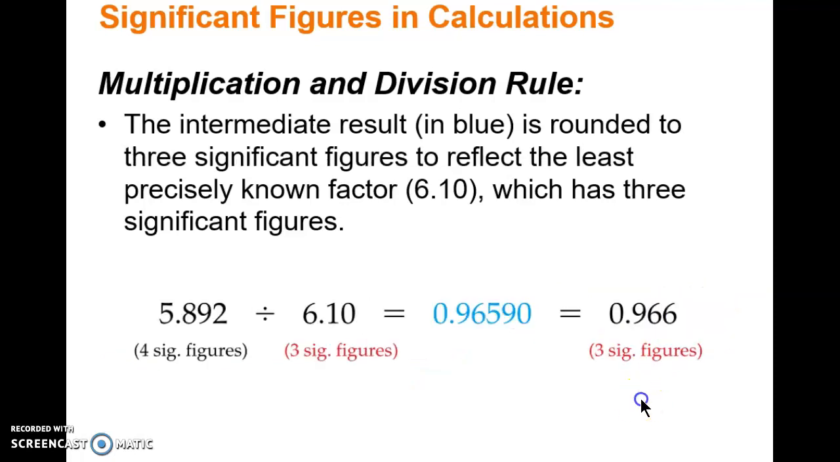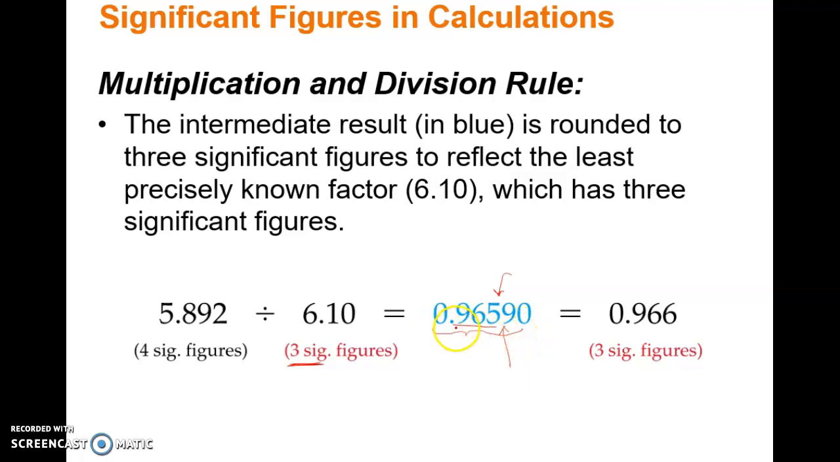Let's try another. Division is the same. If you were to divide 5.892 divided by 6.10, what's going to pop out into your calculator is this whole thing here. But I know that I can only have 3 significant figures because my weakest measurement only has 3 significant figures. So these 3 here are significant. You're going to look at your first non-significant digit here and see if it's greater than or equal to 5. If it's greater than 5, then I have to round this guy up right here and leave the rest of the numbers off, which is the case.